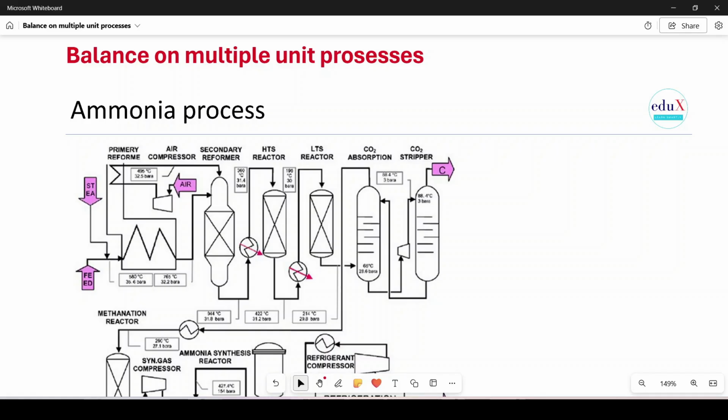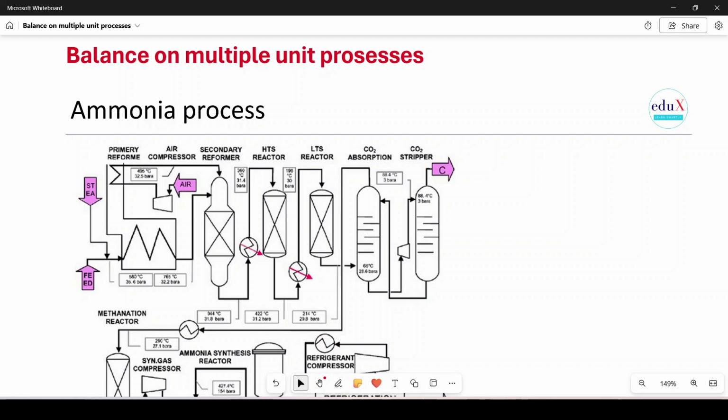Well, so far you have learned how you can apply a material balance on a single unit process, such as distillation column, reactor, and mixture. But in reality, there is always more than one unit process combined to achieve the desired product.